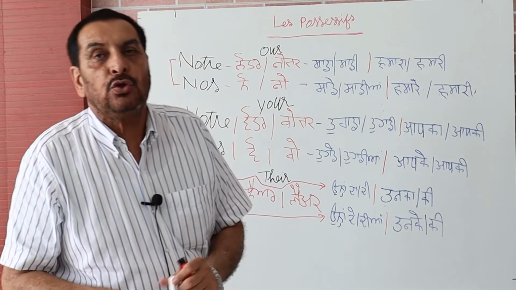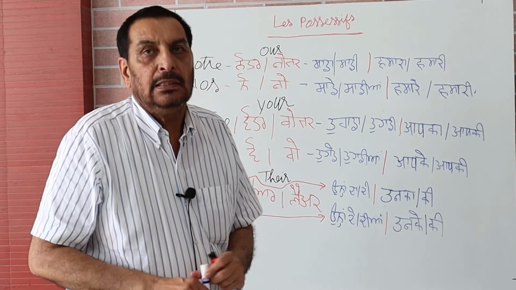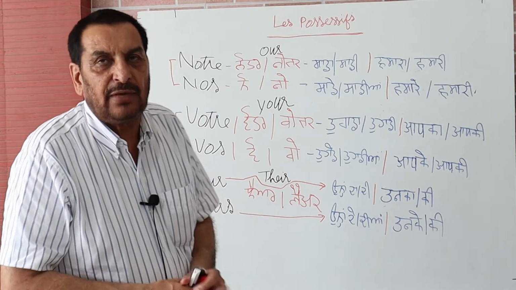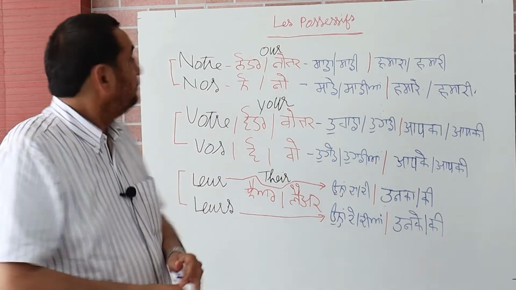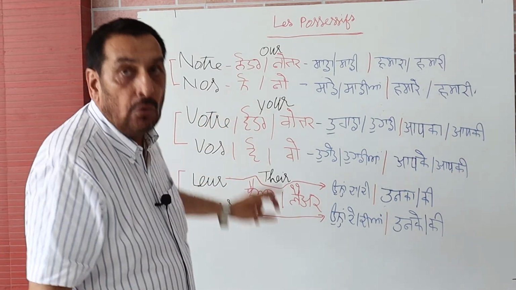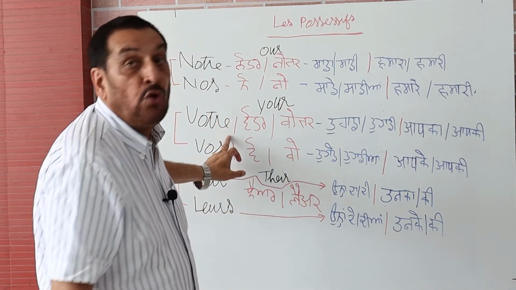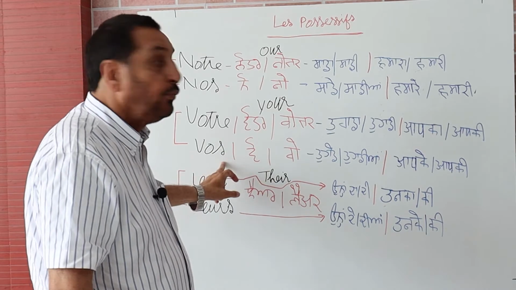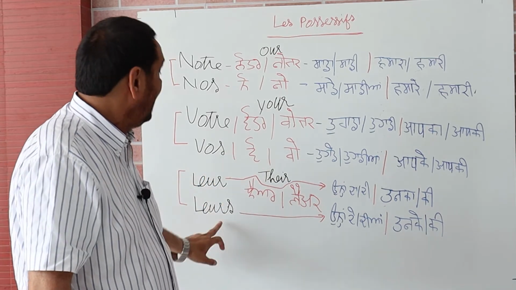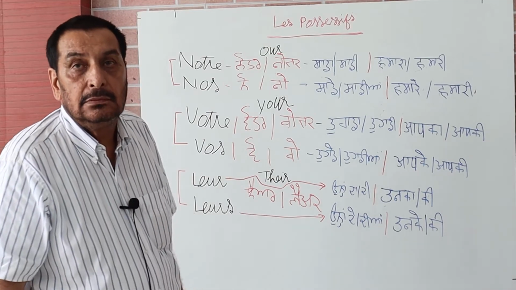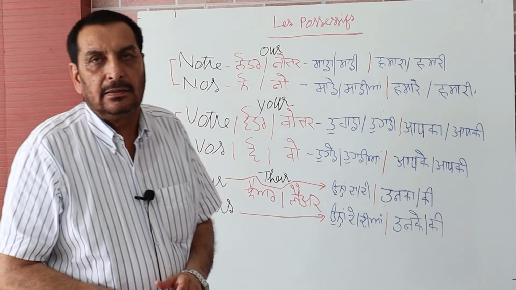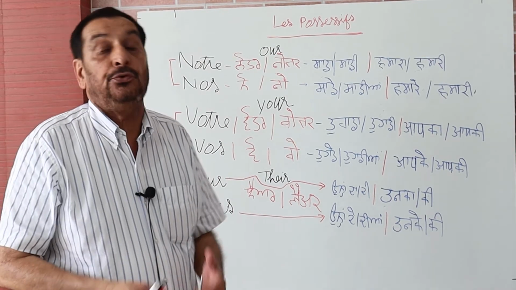Okay, we will continue with his and her. Then I will explain you on the board. But this one, listen once again. Notre, nos, votre, vos, leur, leurs. D'accord? D'accord means okay. I hope it's clear for you.